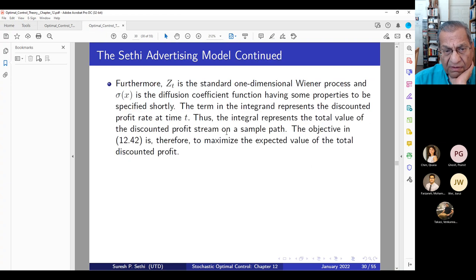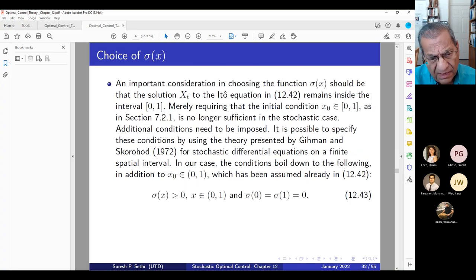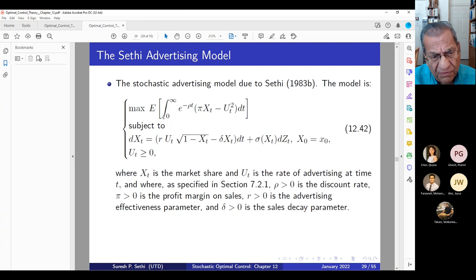We start with, we already know Brownian motion. So one thing that you need to do in the SETI model is to make sure that somehow this X, remember in the Vidal-Wolf model, if you begin with the X, which is in between 0 and 1, then it's a market share. X is a market share. I want market share to be always between 0 and 1. Because if it's not, then I have to impose a constraint on X, which is a state constraint. Even in the deterministic case, it's chapter 4. The stochastic case is even more complicated. The state constraints are quite complicated.